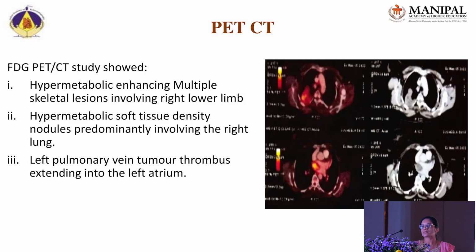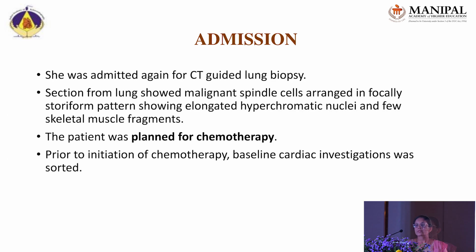The patient was referred for PET CT in suspicion of malignancy. This PET CT study showed hypermetabolic enhancing multiple skeletal lesions involving the right lower limb, hypermetabolic soft tissue density nodules predominantly involving the right lung, and a left pulmonary vein tumor thrombus extending into the left atrium. She was admitted again for CT-guided lung biopsy. Section from lung showed malignant spindle cells arranged in focally elongated hyperchromatic nuclei and a few skeletal muscle fragments. The patient was planned for chemotherapy.